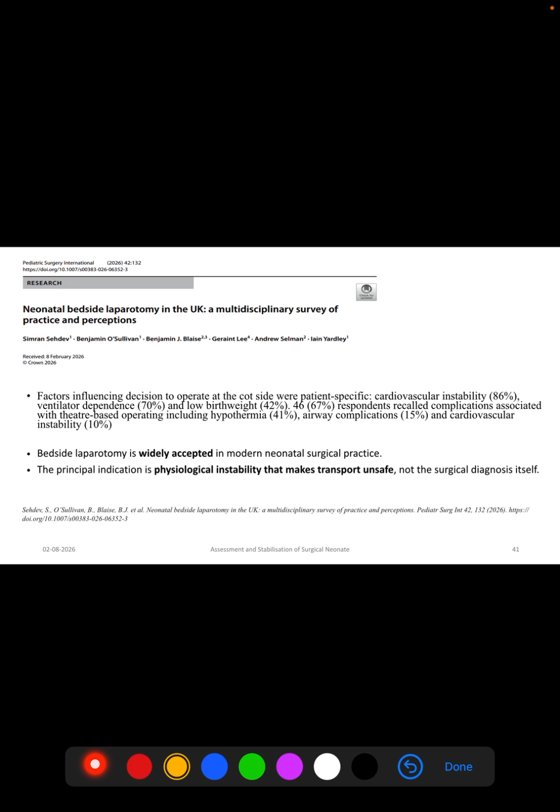Then the concept of neonatal bedside laparotomy in the UK. They have also discussed that the major factors influencing this decision will include patient-specific factors like cardiovascular instability, ventilator dependency, low birth weight, and respondents recalled complications associated with theater-based operating, including hypothermia, airway complication, and cardiovascular instability. So the concept of bedside laparotomy is widely accepted in modern neonatal surgical practice. The principal indication is physiological instability that makes transport unsafe, not the surgical diagnosis per se. Theek hai, toh woh humko pata hona chahiye.